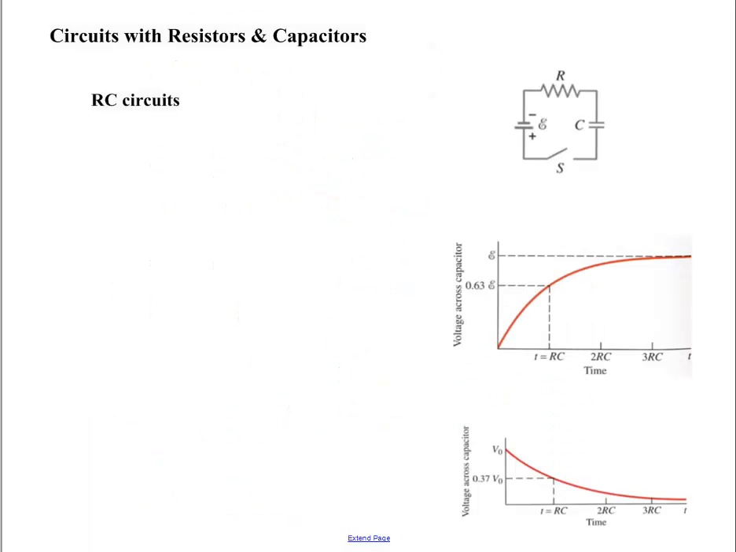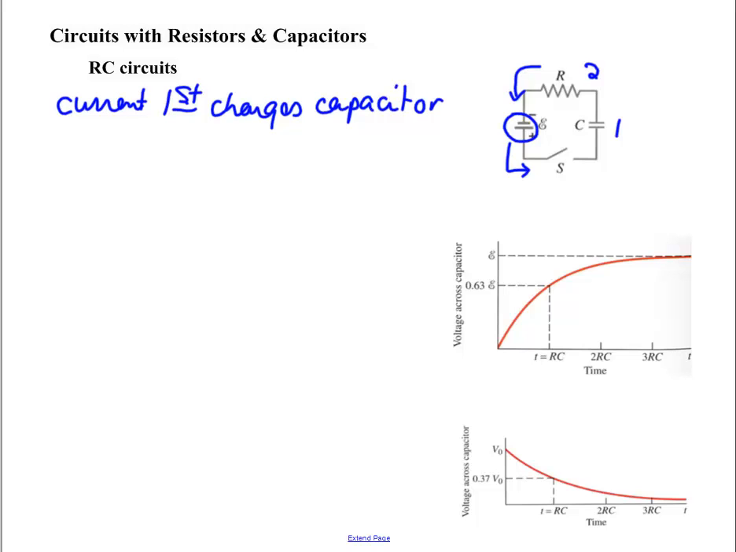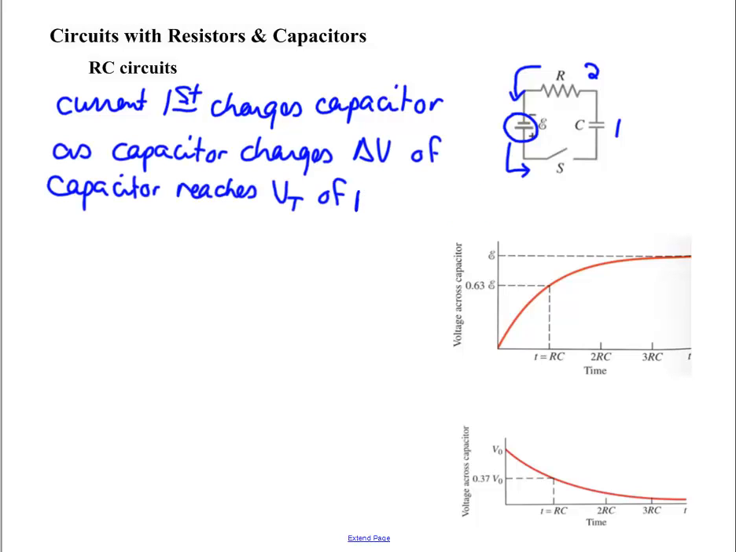So how do I deal with circuits that have resistors and capacitors? They're called RC circuits, and to draw them, it's going to look like this. So here's my power supply. The current is going to go this way through my circuit, so it's going to hit the capacitor first. So the current first hits the capacitor and charges it. As I charge the capacitor, the potential difference for the capacitor reaches that of the power supply. When that happens, the current stops flowing.